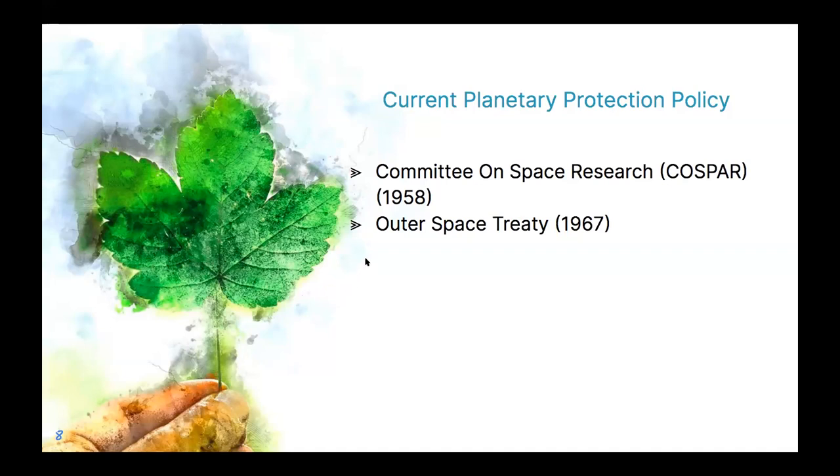But its Article 9, which is the part that talks about planetary protection, is pretty vague since the treaty was focused on peace and not necessarily on planetary protection. All it really says is that when we go to other bodies, we want to explore them and avoid their harmful contamination. So in 1967, COSPAR read this Outer Space Treaty and decided that it wanted to create policy recommendations so that nations could follow it.